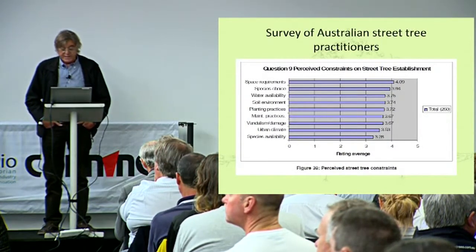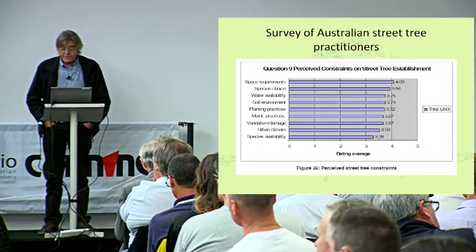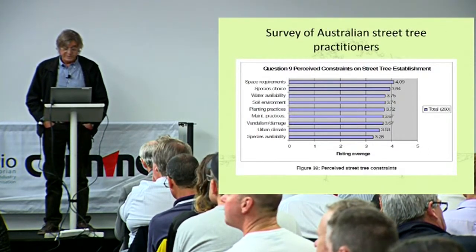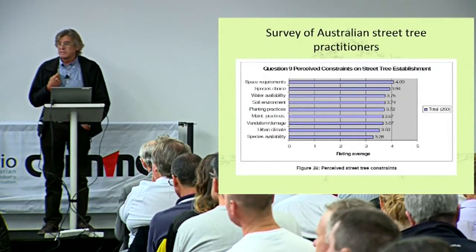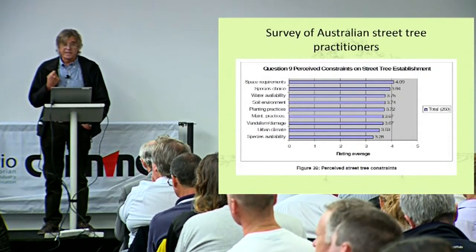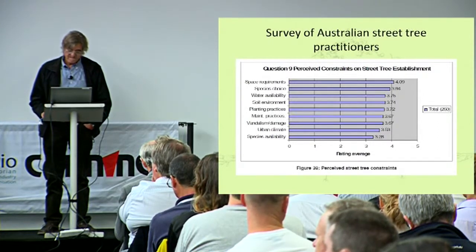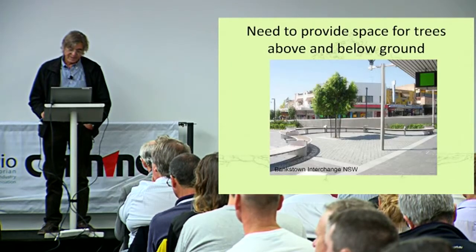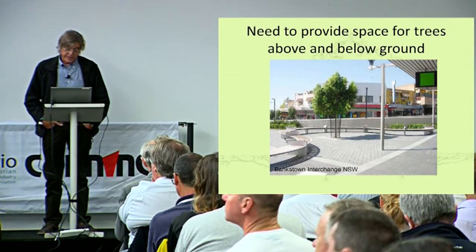In my own research, I carried out an online survey of street tree practitioners around Australia, mostly in local government, and the thing that kept coming through all the time is that lack of space is the main constraint on tree planting in urban areas. So we need to provide adequate space for trees above and below ground.